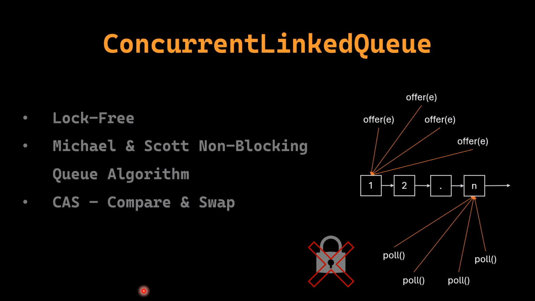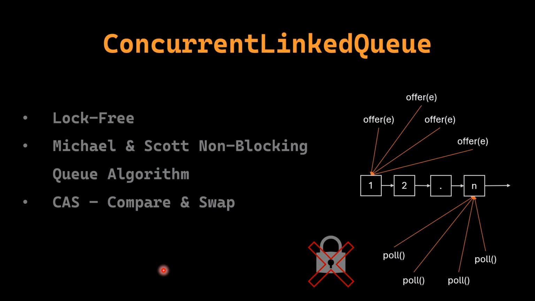Let's look under the hood at its lock-free design. Concurrent linked queue implements the Michael and Scott non-blocking queue algorithm, one of the classic lock-free data structures. Instead of using locks, it relies on atomic compare and swap operations on the head and tail pointers. When a thread wants to add or remove an element, it uses CAS to attempt the modification. If another thread modifies the queue at the same moment, the CAS fails and the thread retries. This eliminates lock contention entirely.